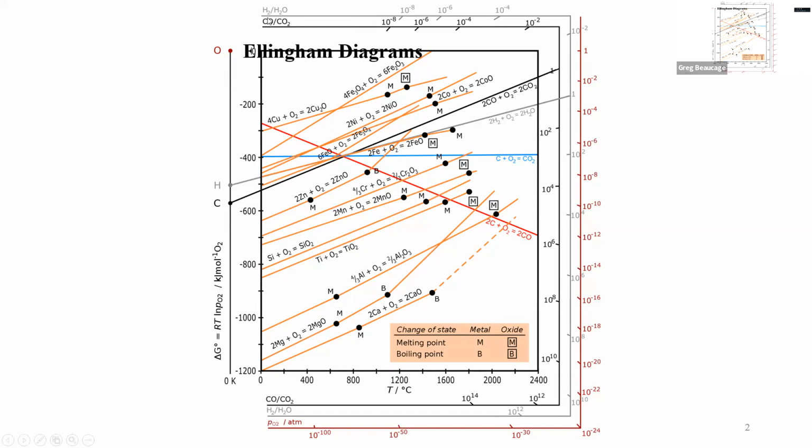And you can also reduce with carbon, you can reduce with hydrogen, you can reduce with carbon monoxide. These are industrial chemicals that are used for reduction reactions.